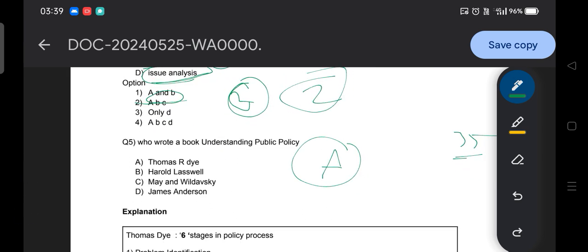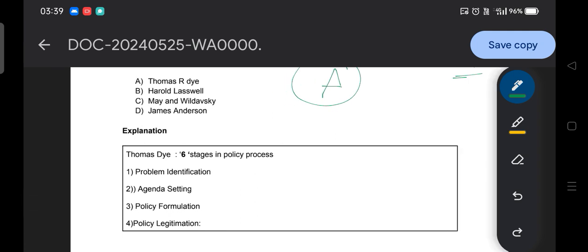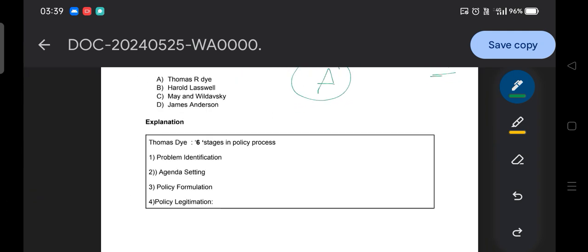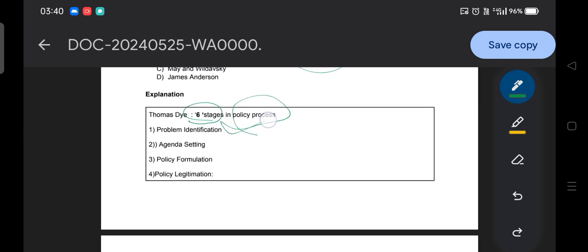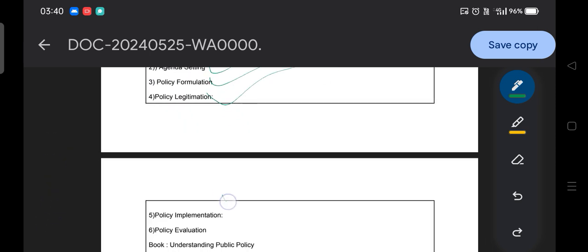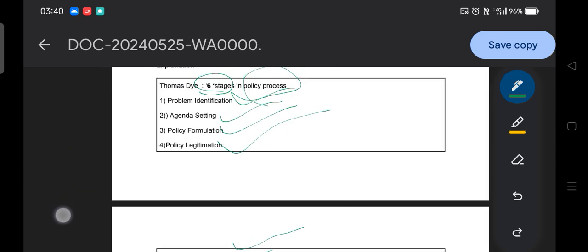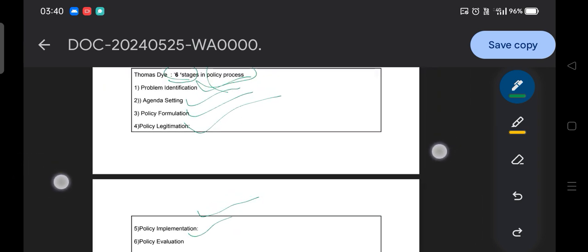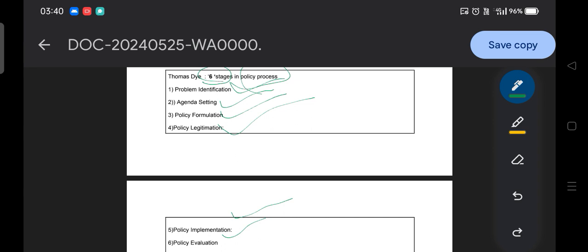And moving to the next question, before that I would like to provide an explanation here. We have discussed the different scholars and the policy cycles, the stages of the policy cycles. This question was in trend last time, so I think I should discuss it with you before that. Thomas R. Dye talks about 6 stages in the policy process. These are problem identification, agenda setting, policy formulation, policy legitimation, policy implementation and policy evaluation. So you should remember these 6 stages. They can ask a question regarding Thomas R. Dye.